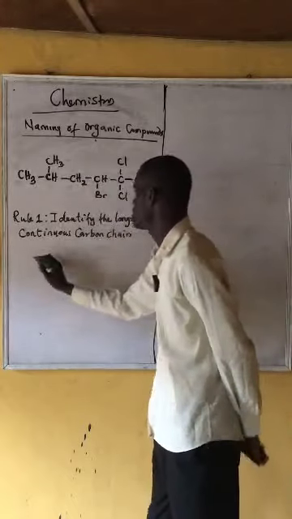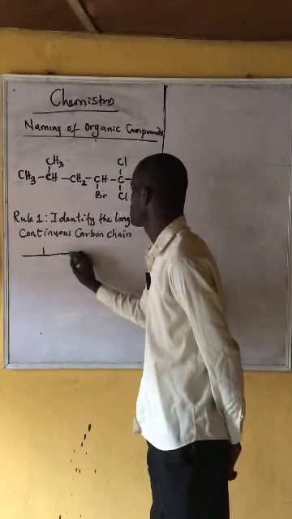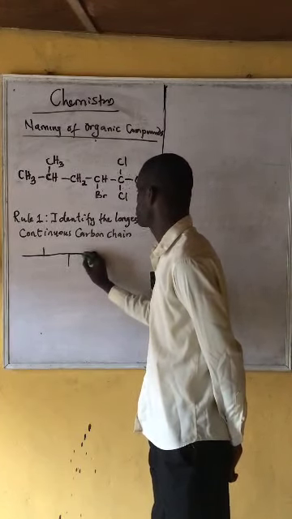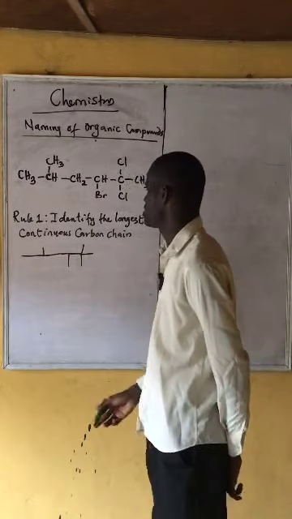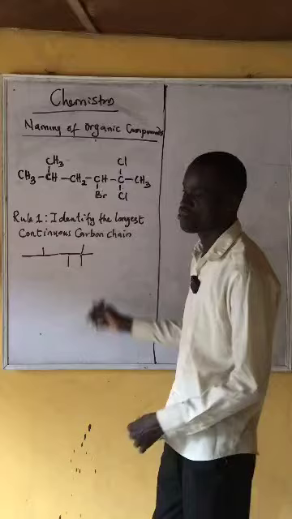Look at what we mean by chain. You have something like this, something like this, then you have something like this. This is what we call a chain. This is 1, 2, 3, 4, 5, 6. So this is what we mean by chain.